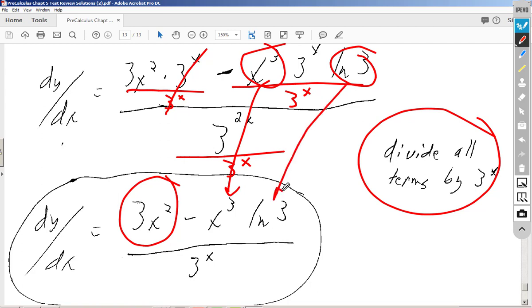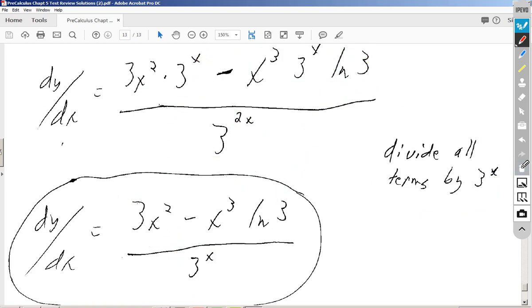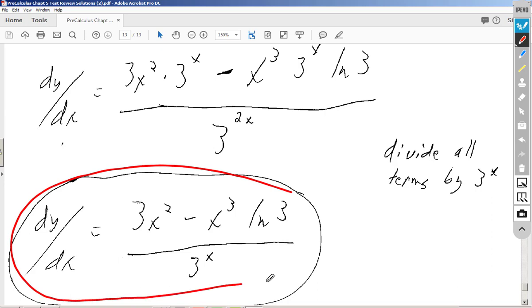And now this denominator, I've got 3 to the 2x divided by 3 to the x. Remember, you subtract your exponents and keep the same base. So 2x minus x is x. And that would be your answer to number 15. 3 to the x squared minus x cubed ln of 3 all over 3 to the x.